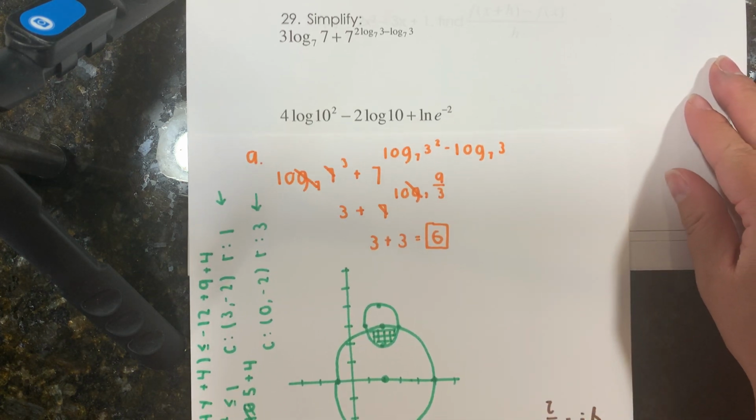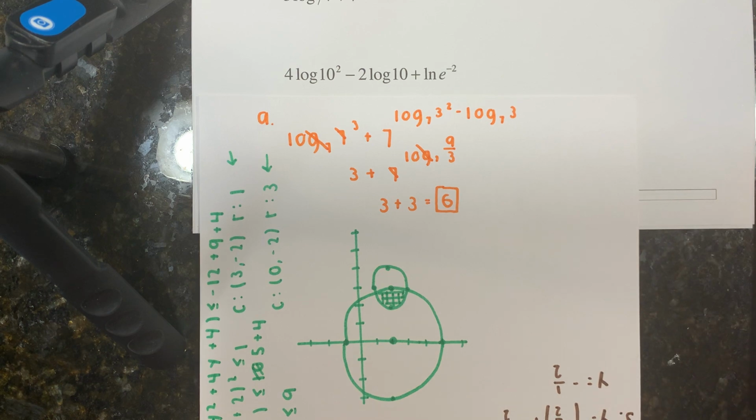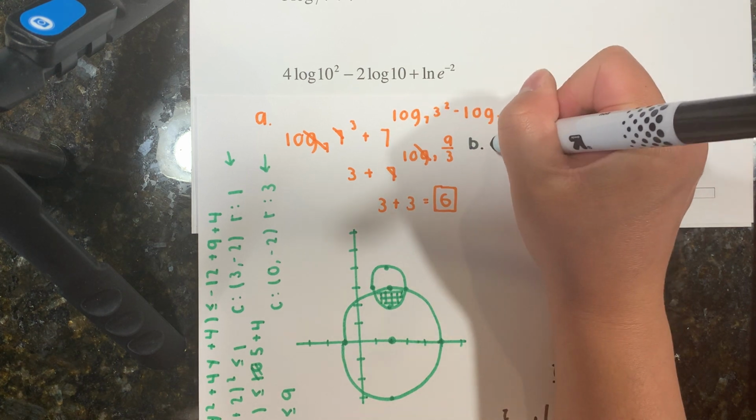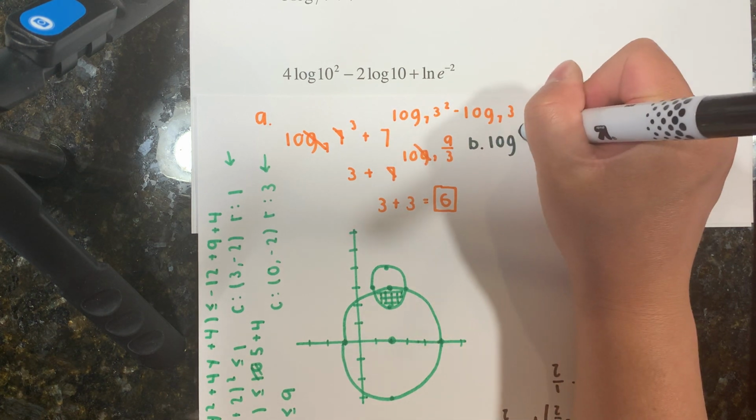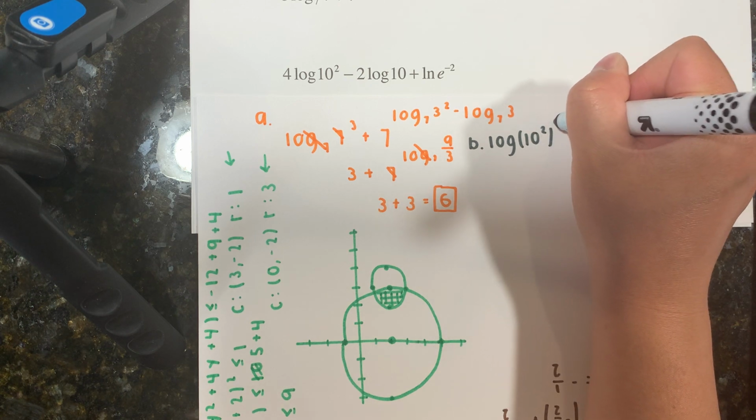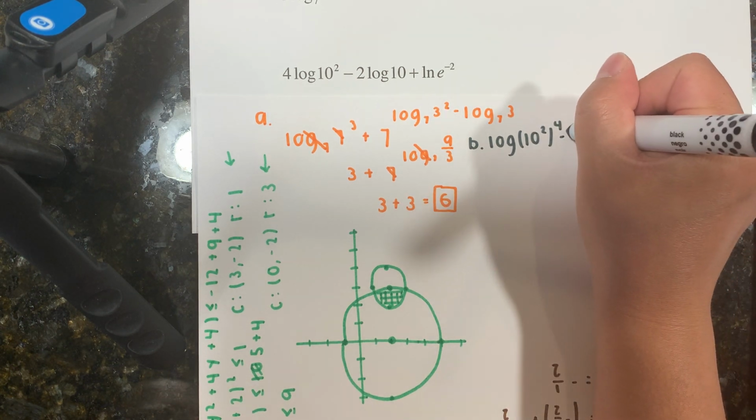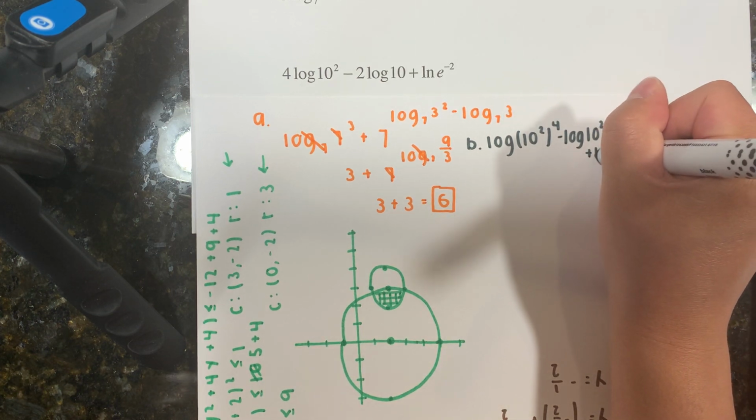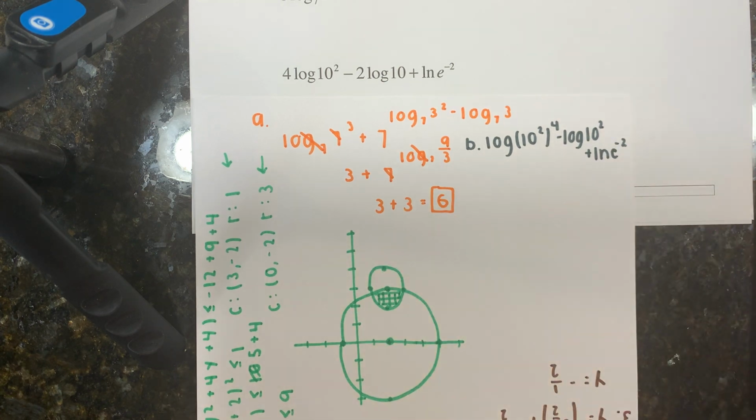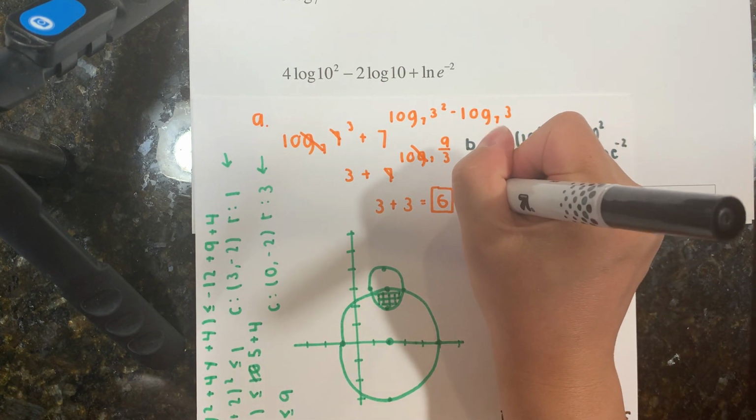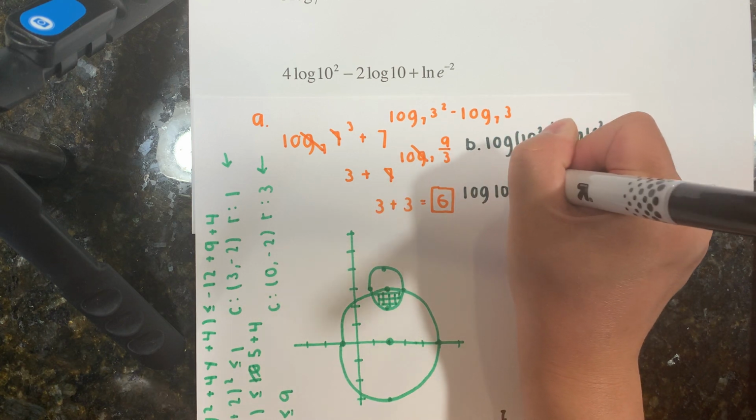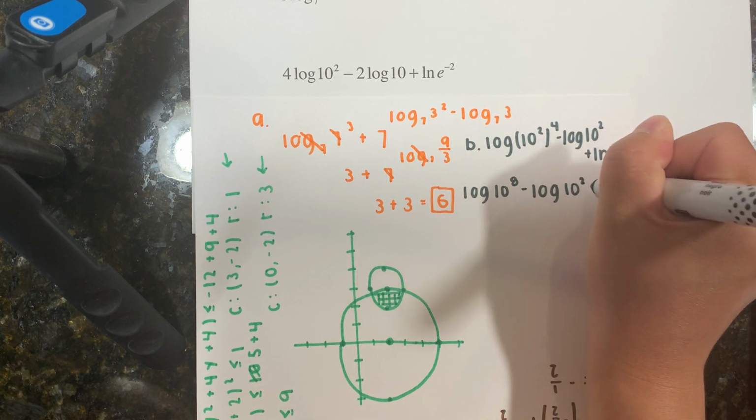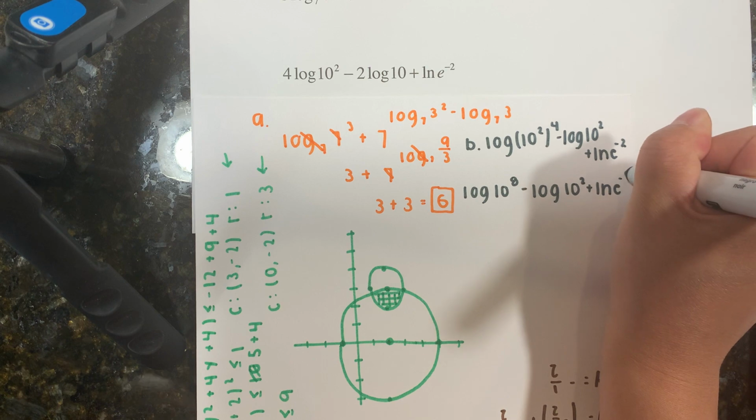Now for B, again, I need to move the number that's outside my logarithm to the exponent. So this would become log of 10 squared to the 4th minus log 10 to the 2nd, and that would be plus ln e to the negative 2. Now the first one is going to turn into log 10 to the 8th because it's 2 times 4, minus log 10 to the 2nd plus ln e to the negative 2.